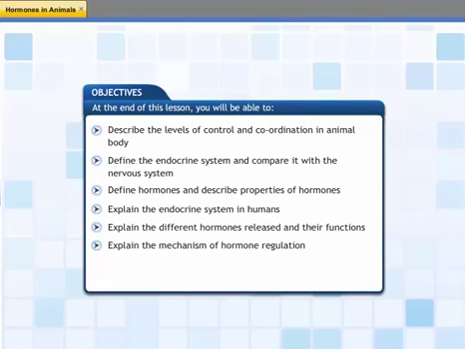In this lesson, you will learn about the endocrine system in animals. At the end of this lesson, you will be able to describe the levels of control and coordination in the animal body.